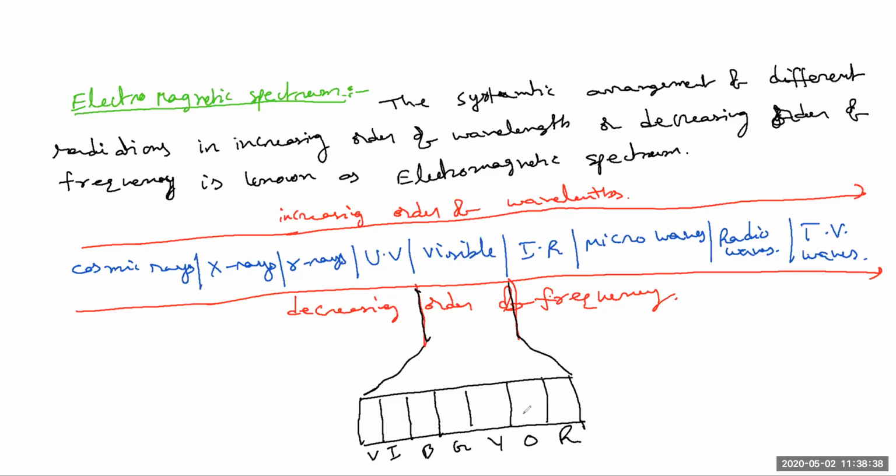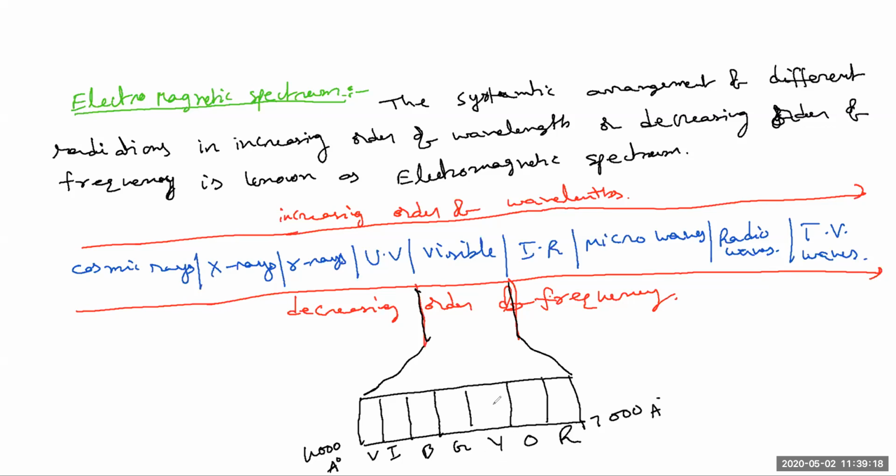This is the VIBGYOR. But actually the range is from 4000 angstroms to 7000 angstroms. This is the range of VIBGYOR.